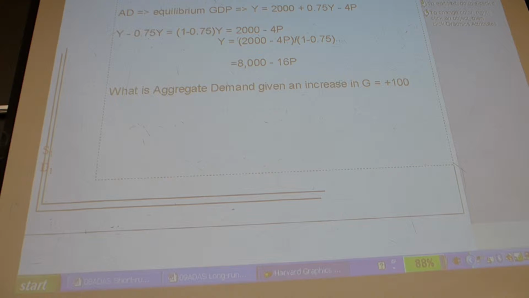So what is aggregate demand given an increase in G? Precisely. Who's got an answer for me?